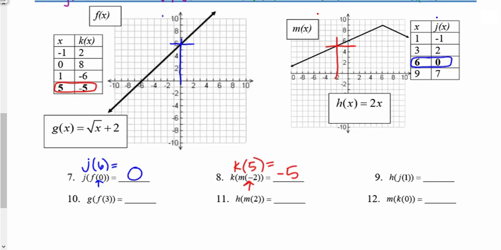All right, next one. Starting with j of 1. J is up here, it's this table. J of 1 is -1. So I'm doing h now of -1. And h is this equation here, which is 2 times -1, which is -2.